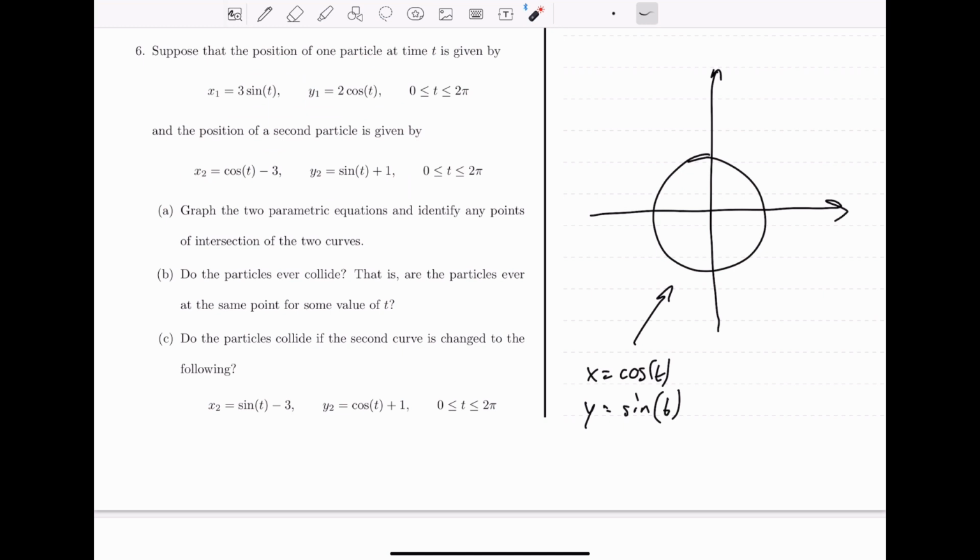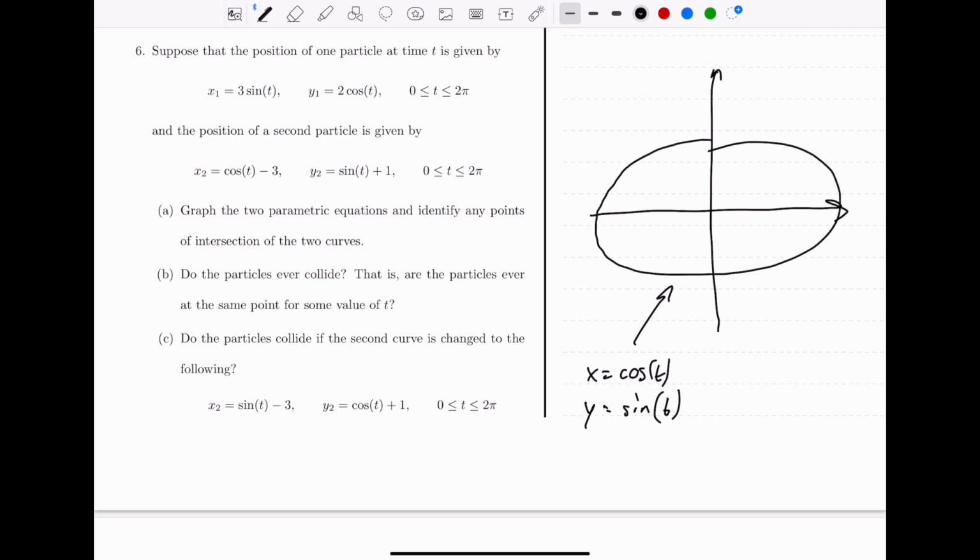So for the first parametric equation, we have 3 times sine, 2 times cosine. What that's going to end up doing is scaling in the x direction by a factor of 3 and scaling in the y direction by a factor of 2. So even though we flipped sine and cosine from how we had them previously, we still get not a circle but rather an ellipse. So the ellipse will look something like this. It's stretched 3 in the x direction since we multiplied by 3, and it's vertically stretched by 2. So the ellipse looks something like this.